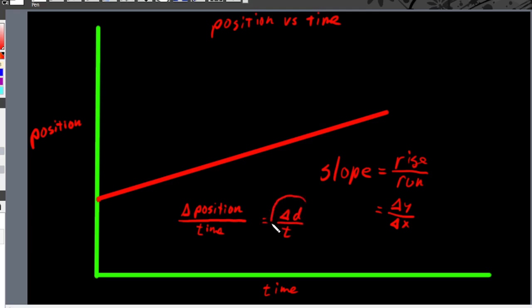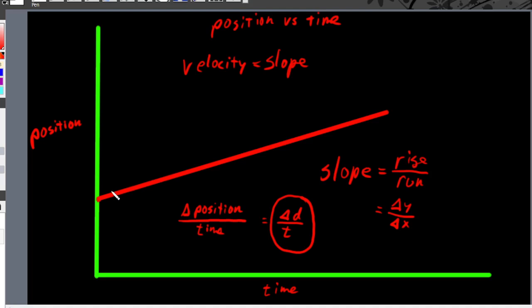And what does delta D divided by T tell us? What do we calculate with that? Yeah, the velocity. So what we see is that the slope of a position versus time graph tells us the velocity of the object. And you guys may remember when we did our lab with the circumference and diameter of the pipes, that because of the way we graphed that, the slope actually gave us a value of pi.